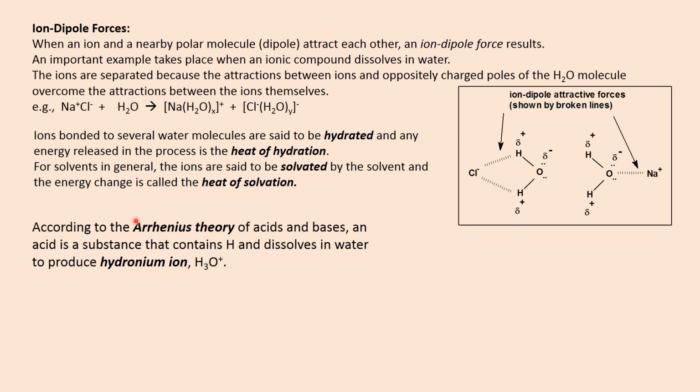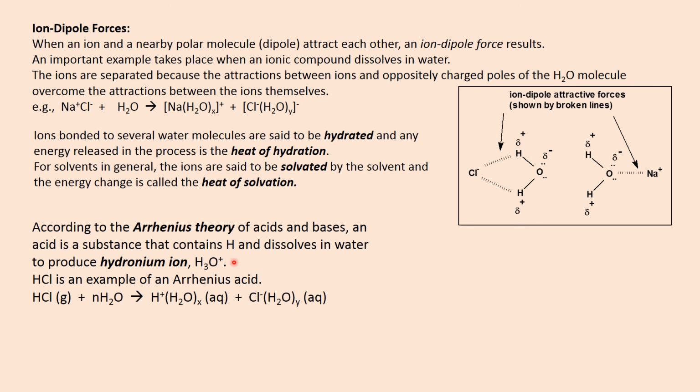Now, according to the Arrhenius theory of acids and bases, an acid is a substance that contains hydrogen and dissolves in water to produce hydronium ion, H3O+. So HCl is an example of an Arrhenius acid. It dissociates completely in water, producing hydrated hydrogen ions and hydrated chloride anions.